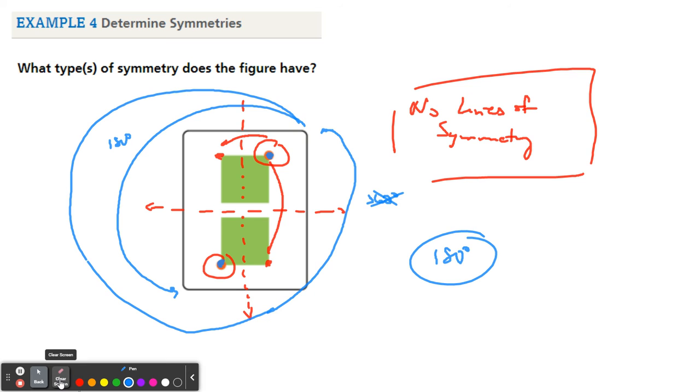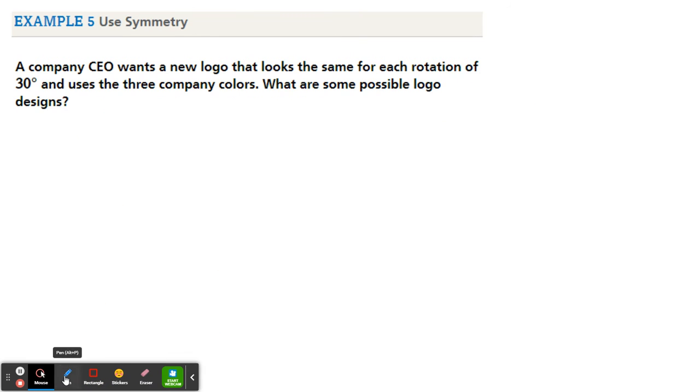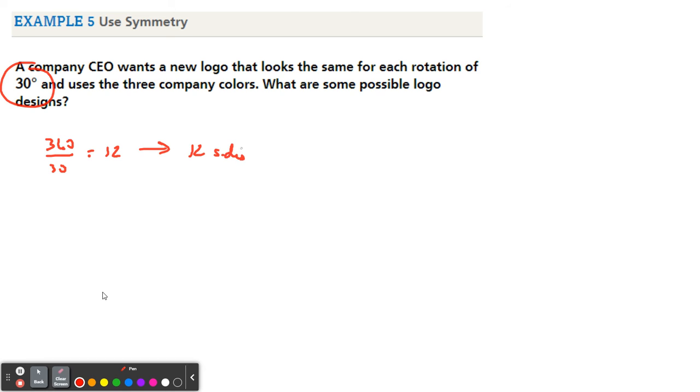Okay. All right, last but not least, our final slide. It says a company CEO wants a new logo that looks the same for each rotation of 30 degrees and uses the 3 companies' colors. What are some possible logo designs? Well, I'm going to do one for you guys. If we want to go every 30 degrees, then we're going to take 360 and divide it by 30. This will give me how many vertices I should have. Well, 360 divided by 30 is 12. We need to have 12 vertices or 12 sides in our figure.